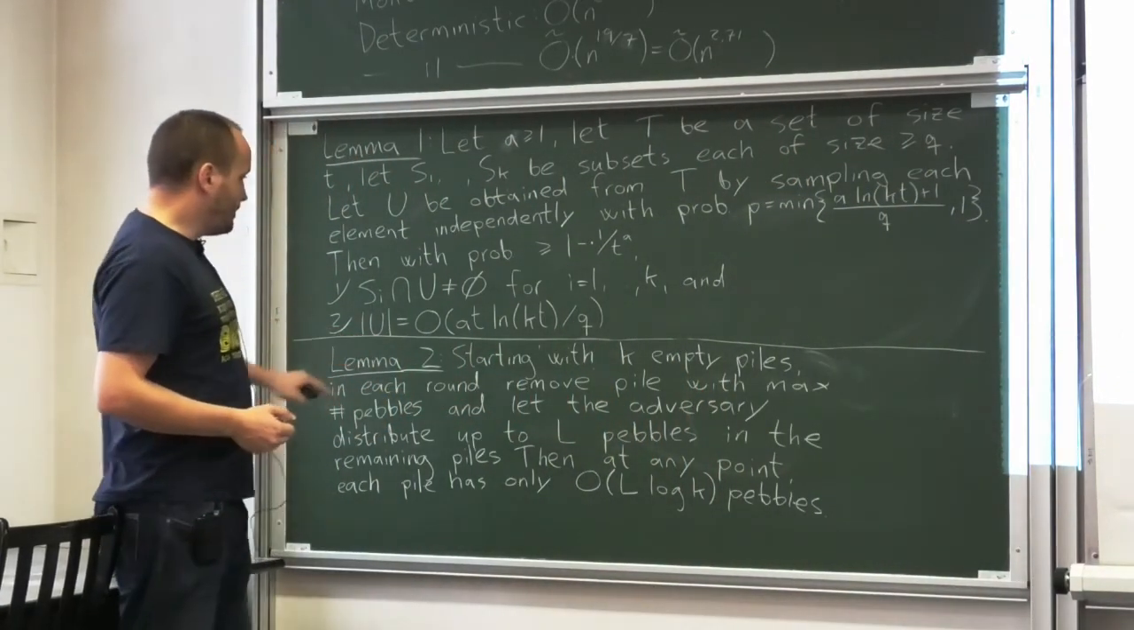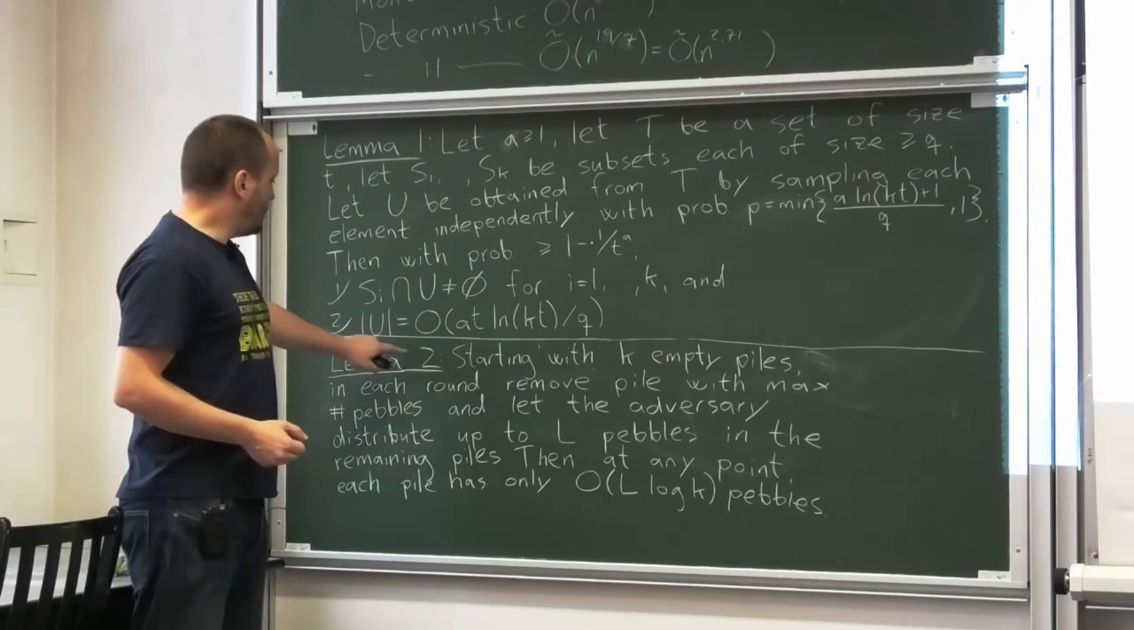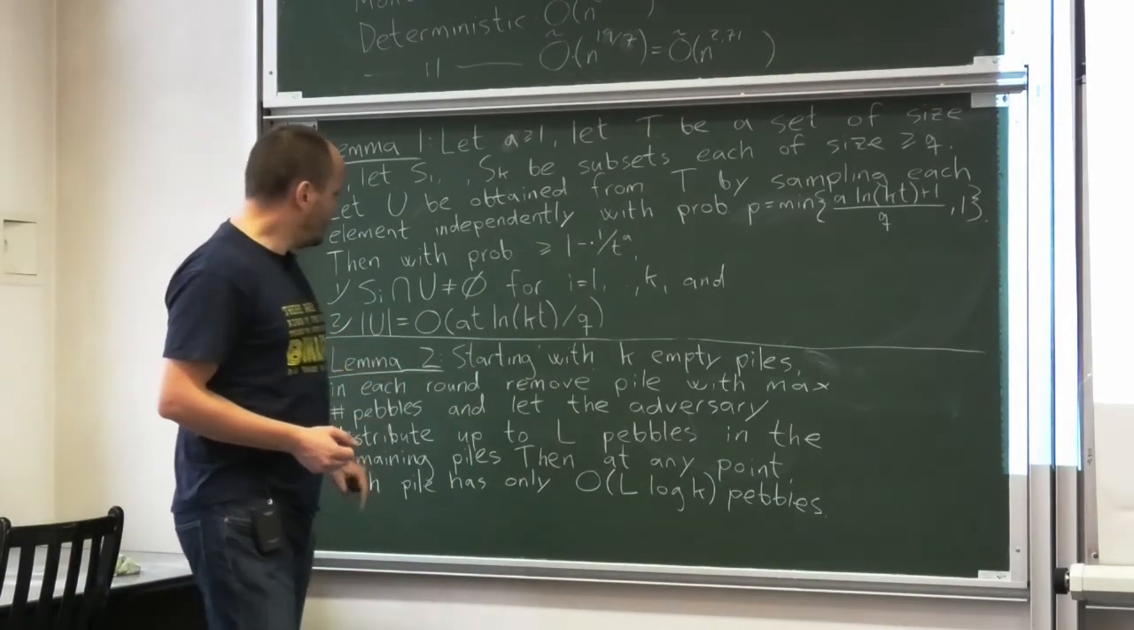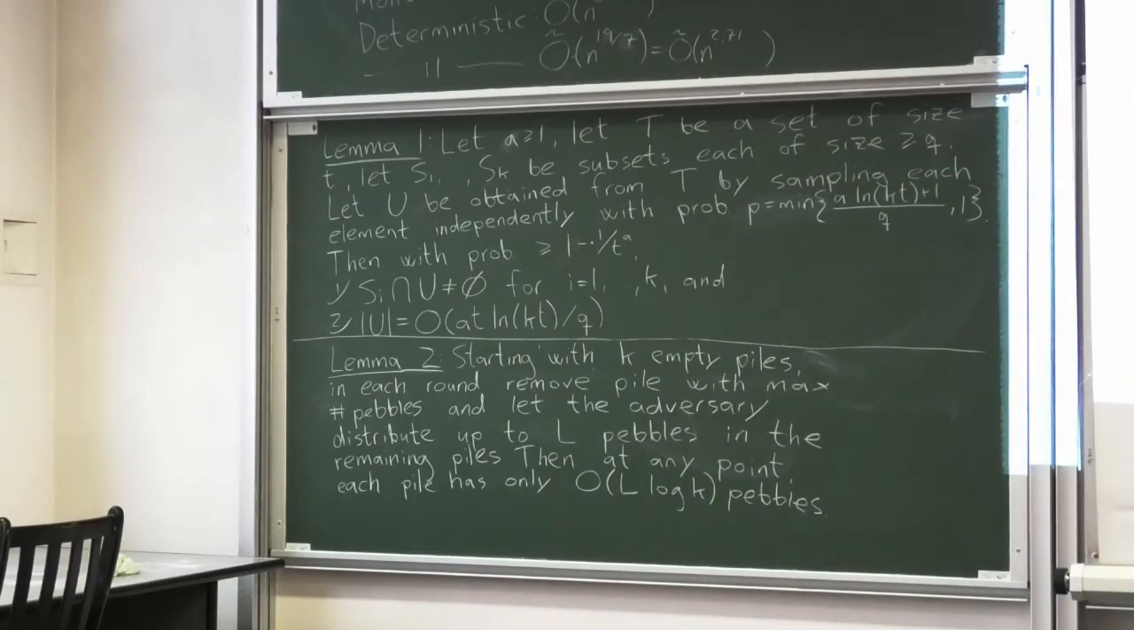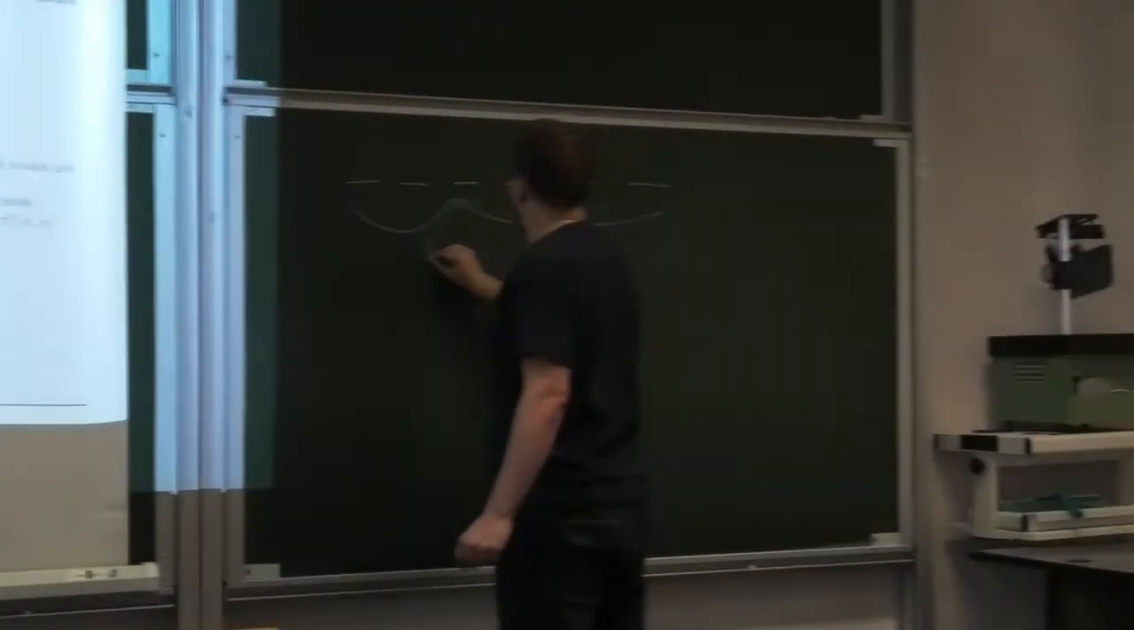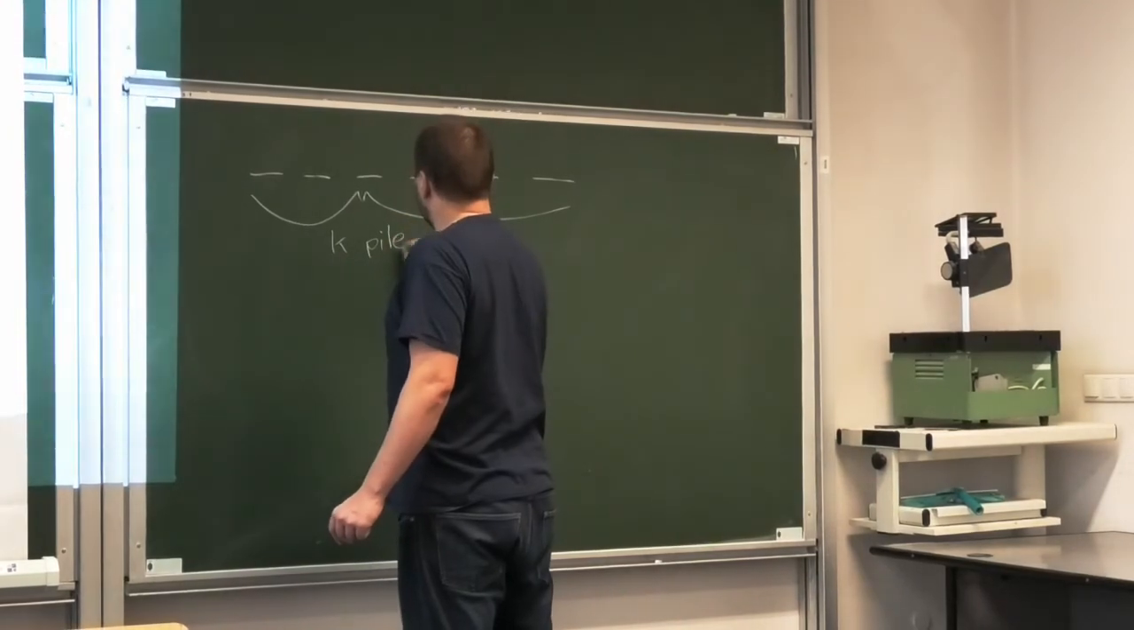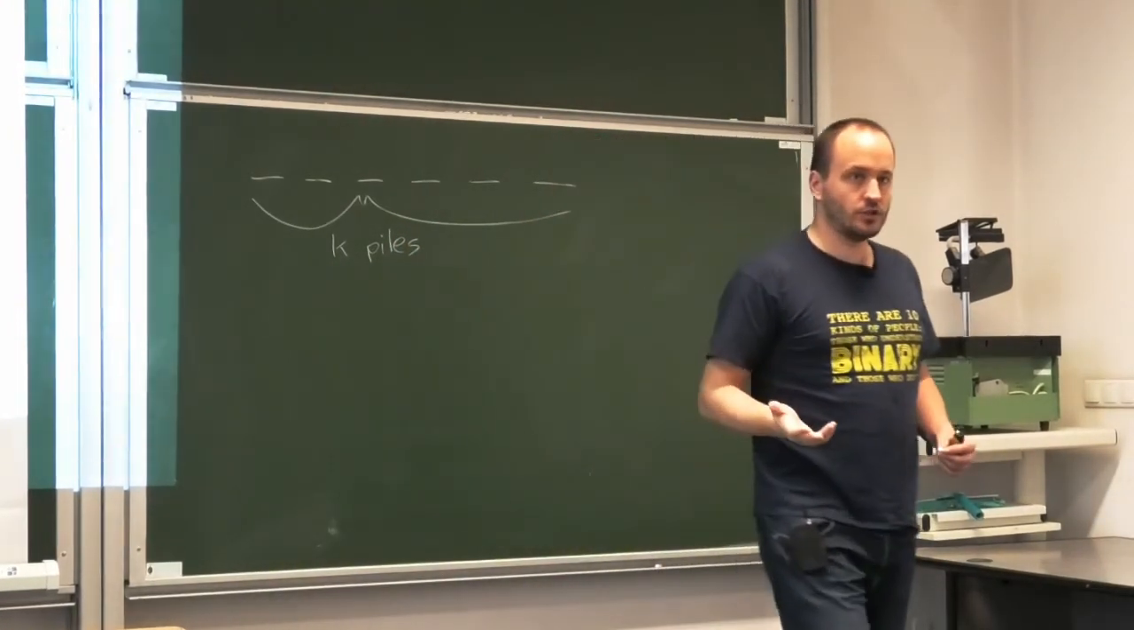We have another lemma here. I call this a pebble lemma, so I will show it graphically. It's basically a game between two players. Let's call them piles. Initially we have k piles, and they're empty. These piles can contain pebbles, like small stones.